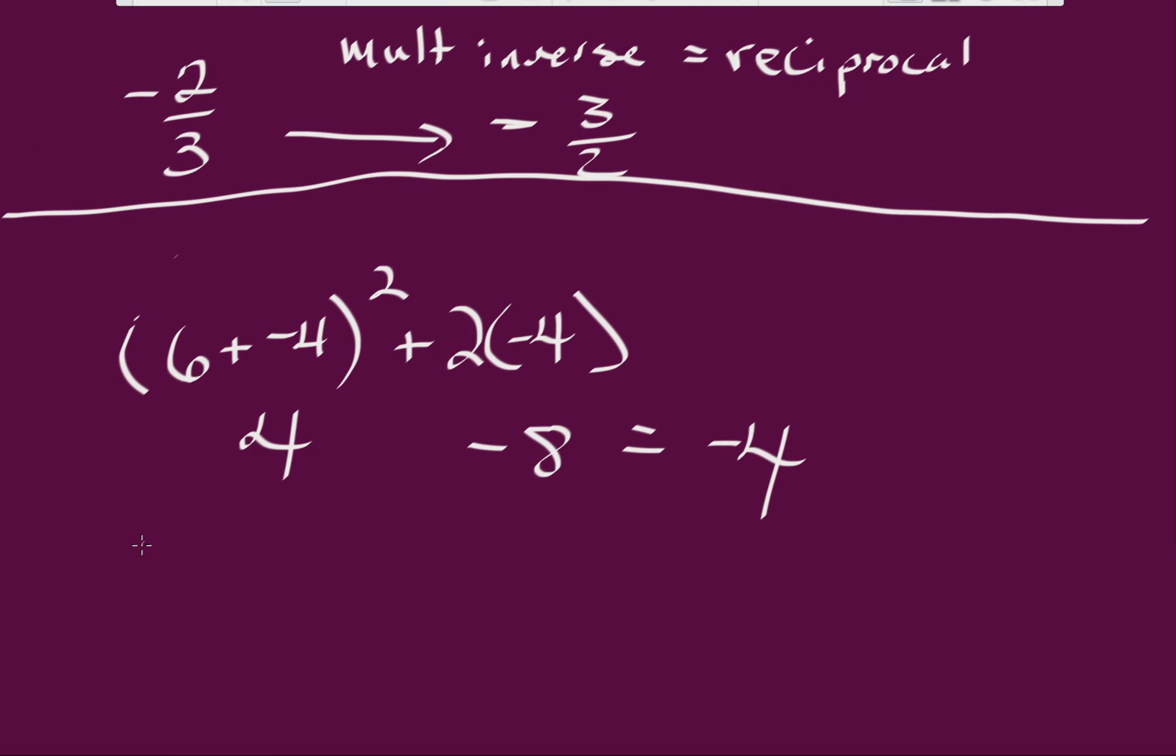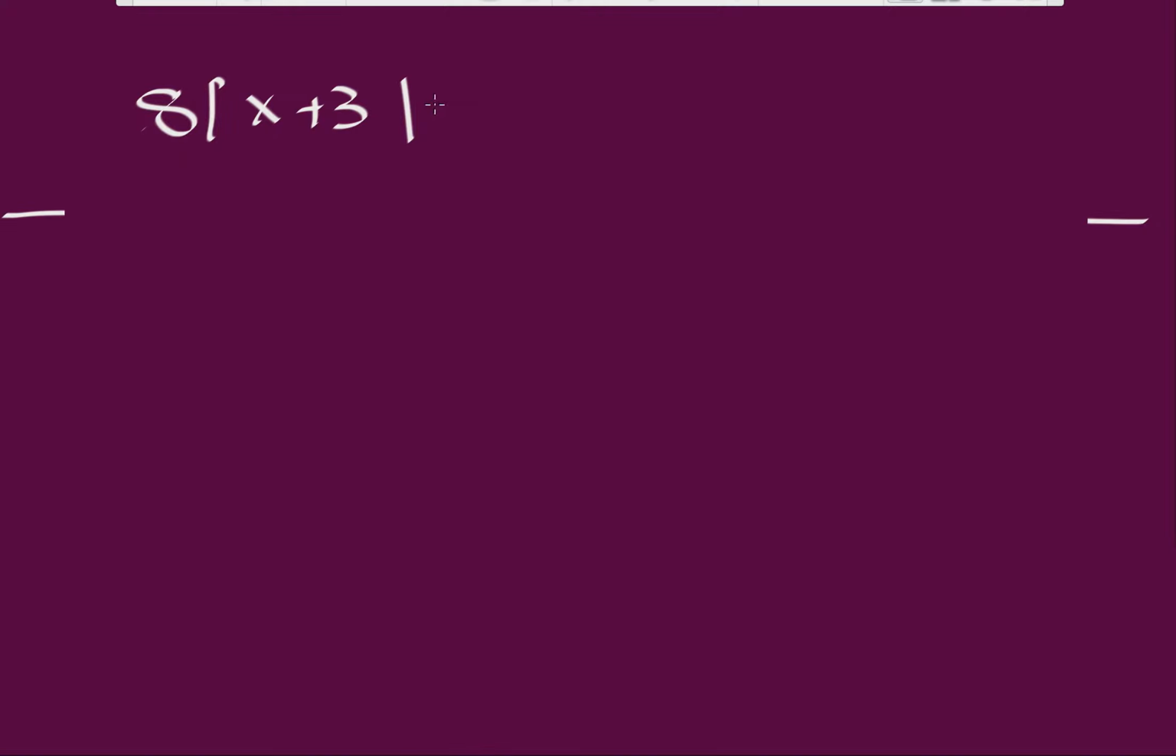I want to show you one thing when you solve absolute value equations. And I'm going to show you that absolute value equation: 8 times the absolute value of x plus 3 equals 32.